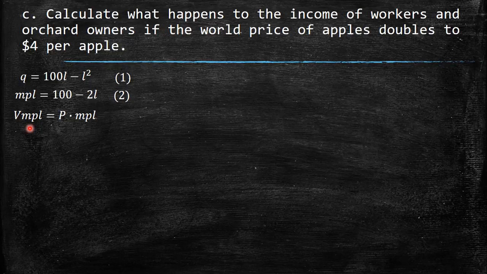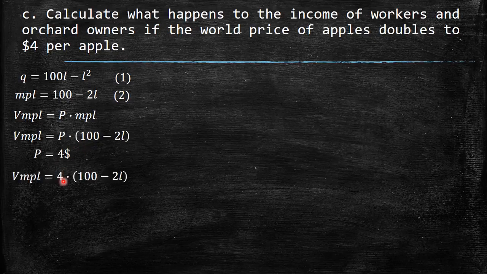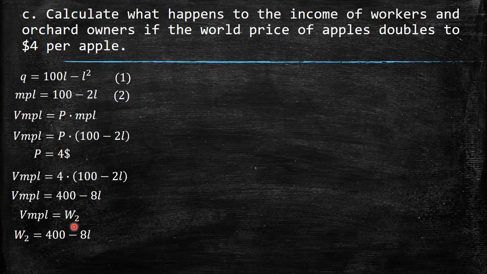So here we have the value of the marginal product of labor, which is equal to price times the marginal product of labor. We already know this one from before the exercise, but now the change is that the price is 4, so we just replace it here with 4, and then we will have 400 minus 8L, and then we are going to find W2, which is the situation when the price is equal to 4. Then we have W2 is equal to 400 minus 8L.